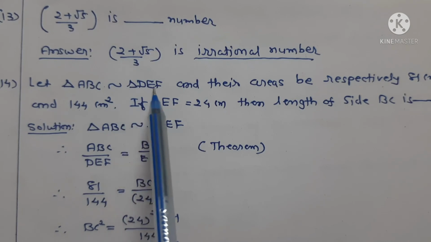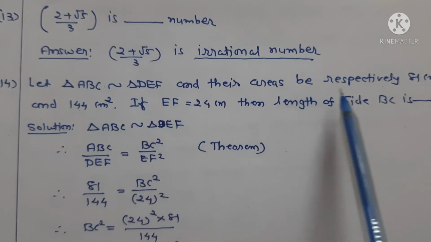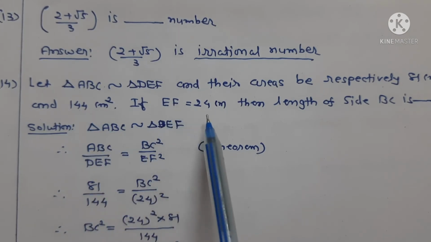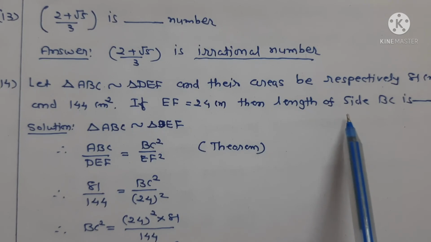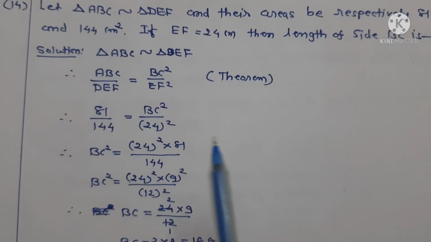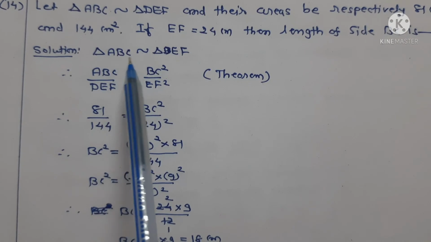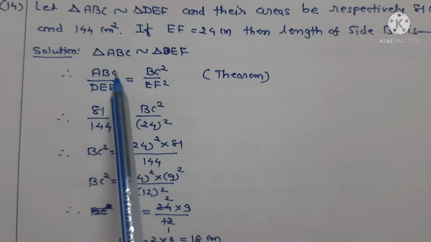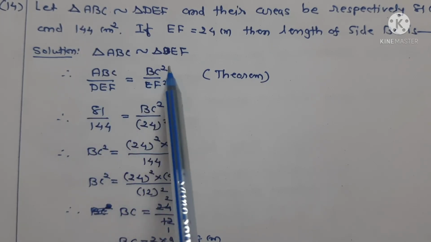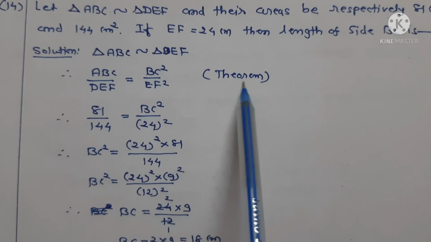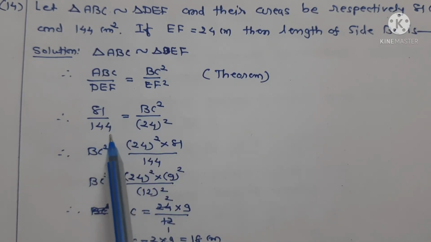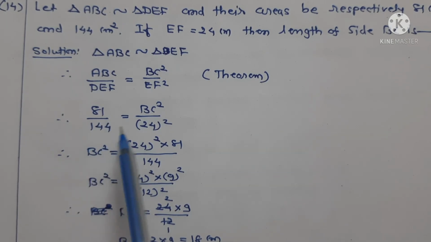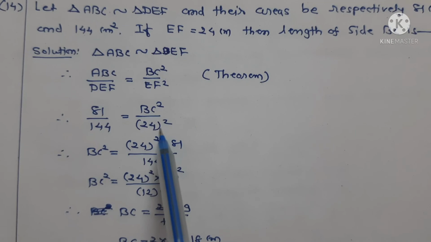Triangle ABC is similar to triangle DEF, their areas are 81 and 144 centimeter square respectively. If EF equals 24, find the length of side BC. Now we start the solution. Triangle ABC is similar to triangle DEF, which is given, so by the formula area of ABC upon area of DEF equals BC square upon EF square. This is the theorem. 81 upon 144, equals BC square upon 24 square.